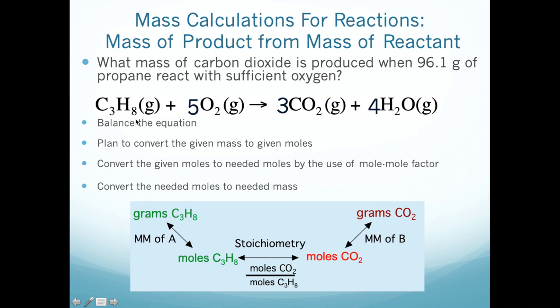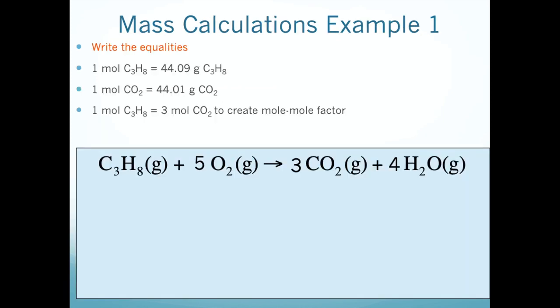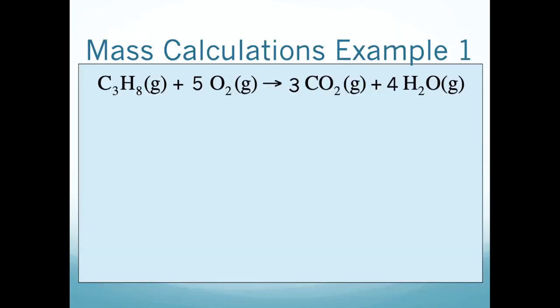Think back to how we would find out the molar mass of that. So, go back to your periodic table, look up carbon. Carbon is about 12 grams per mole, and hydrogen's about 1 gram per mole. So if we add up those masses, 3 times 12 is 36, 8 times 1 is 8. So we add that up, we get about 44 grams per mole. So using that number, we can convert our 96.1 grams into moles of propane. Let's try that out.